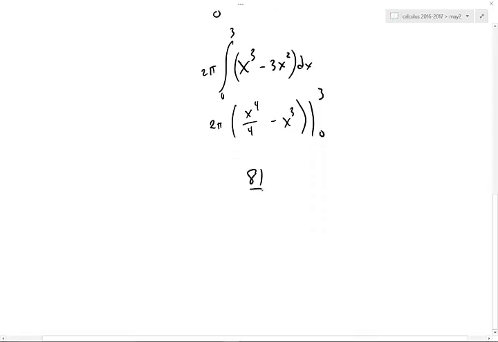So 81 over 4 minus 27 times 2 pi, yes? I don't know what that is. Someone help me out there. 81 over 4 is right. Oh, that's 3x squared. That's right.